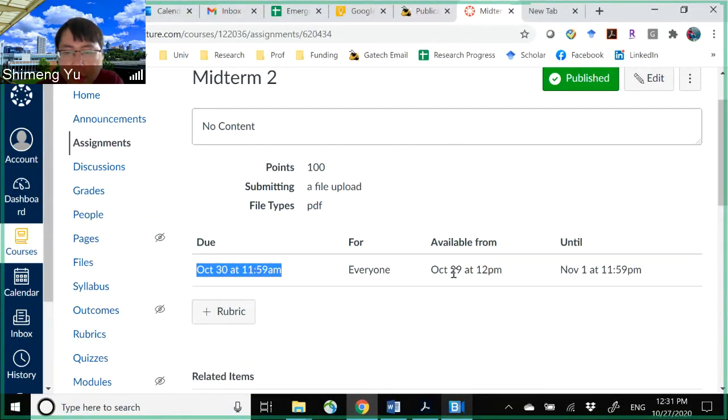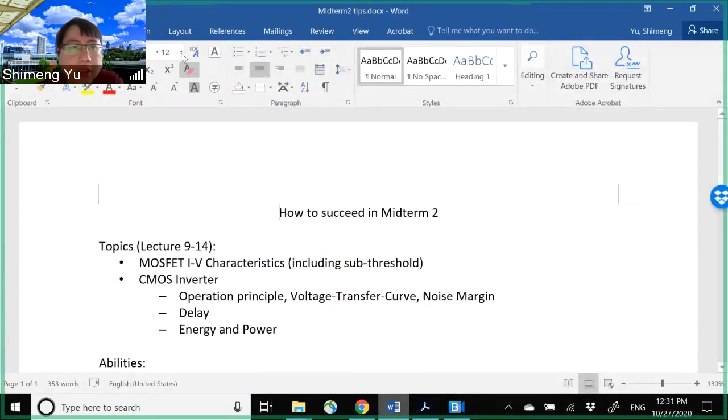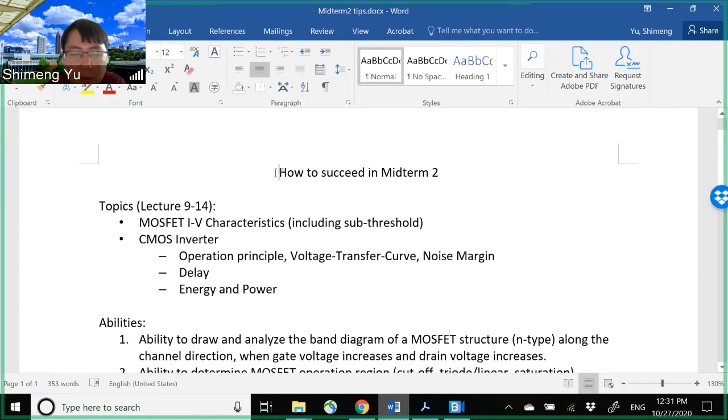So this is the second midterm, and the materials that will be covered in the second midterm are from lecture 9 to lecture 14. This is a tip we uploaded to the exam folder in Canvas as well. So let's go through this tip, how to succeed in Midterm 2.